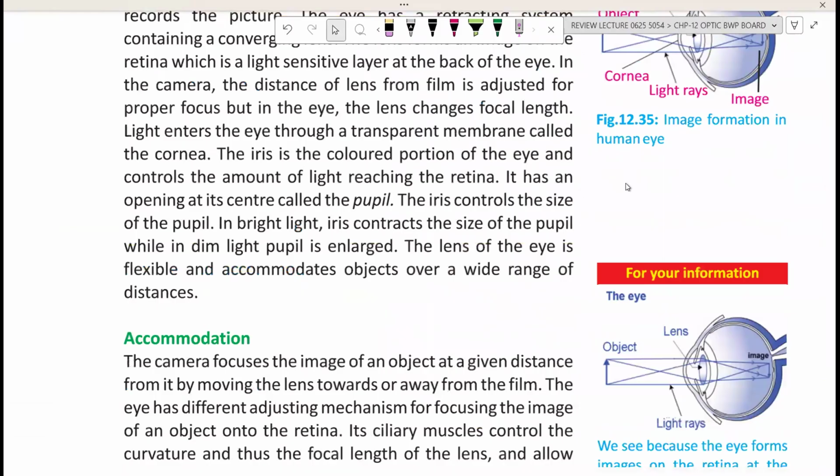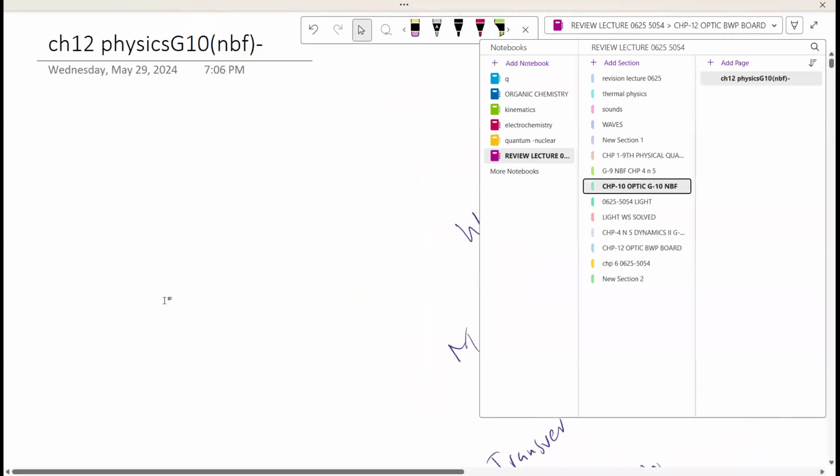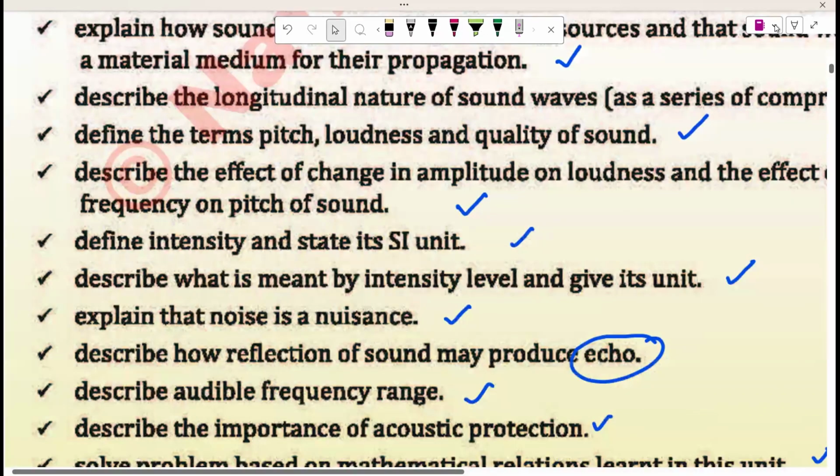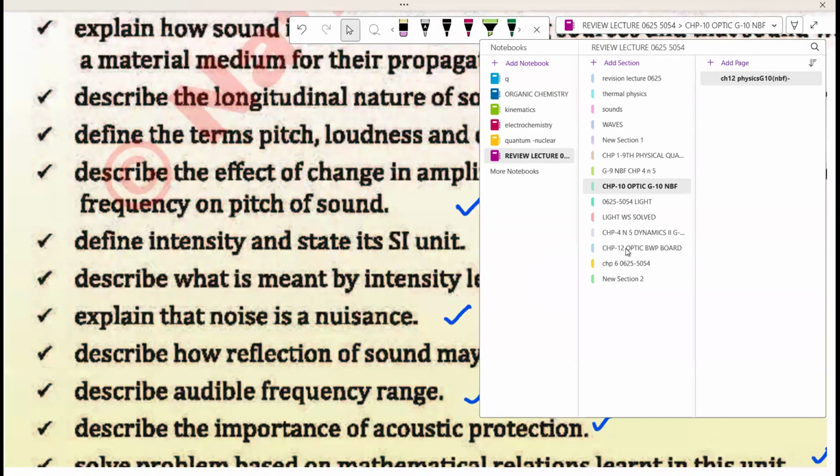Let me take you back to our NBF and see if there is anything else present here. Sorry, this is not the right file.